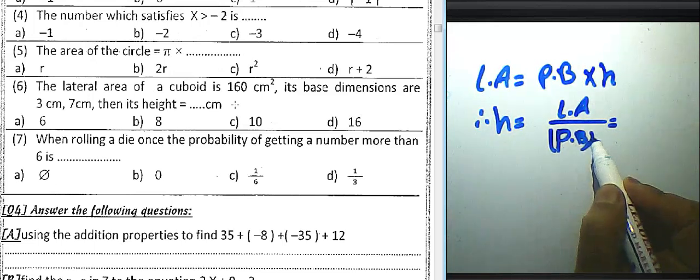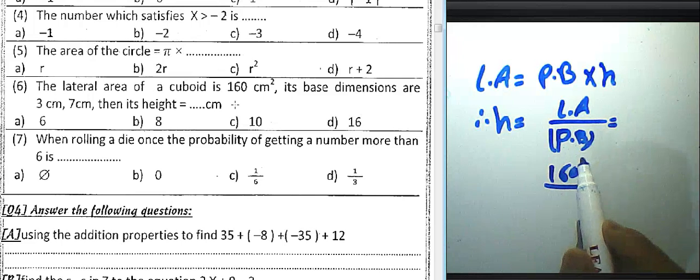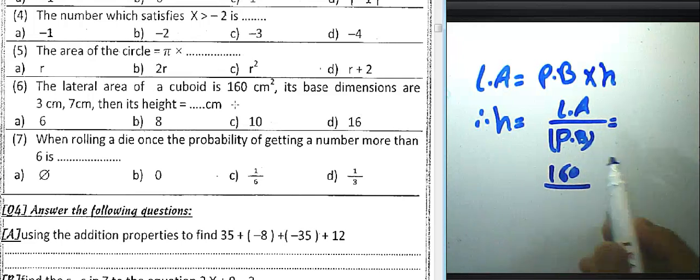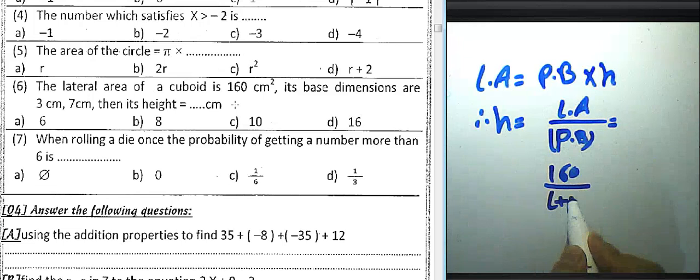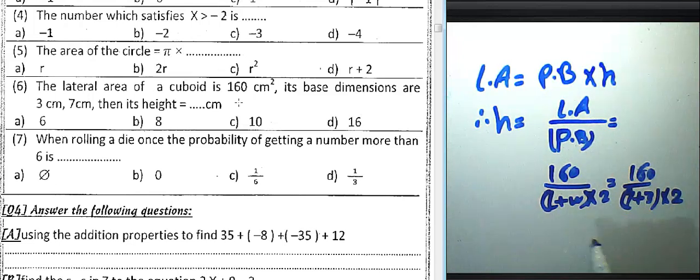So the lateral area in this example, he gave us the lateral area equal 160 squares. To find the perimeter of the base, it means what? Length plus width times 2. Length plus width multiplied by 2. We can write 160 over what? Length plus width times 2. He gave us length 7 and 3 multiplied by 2. The result will be 160 over 7 plus 3, 10. 10 times 2 equals 20. 160 divided by 20 equals 8 centimeters.